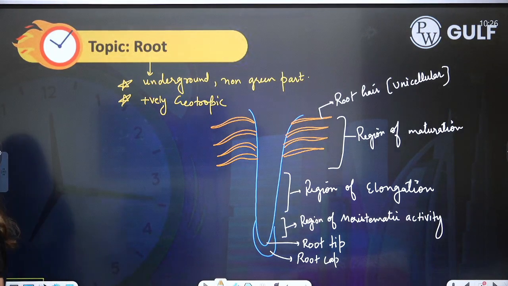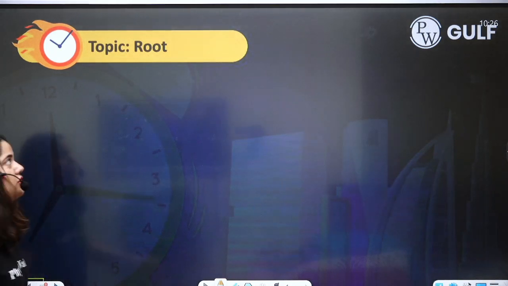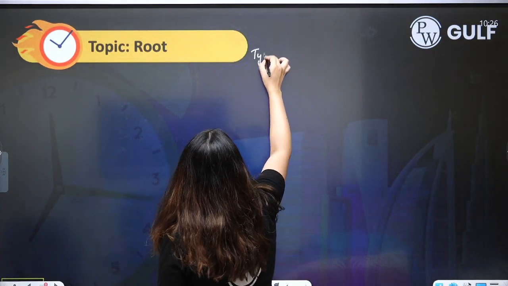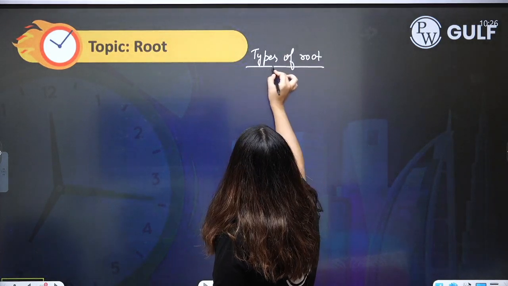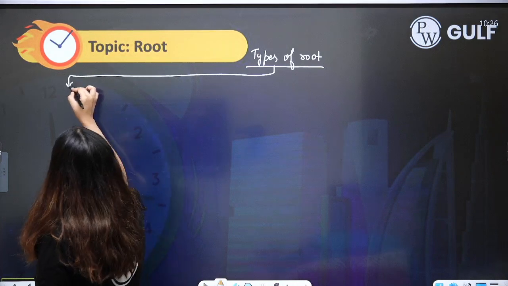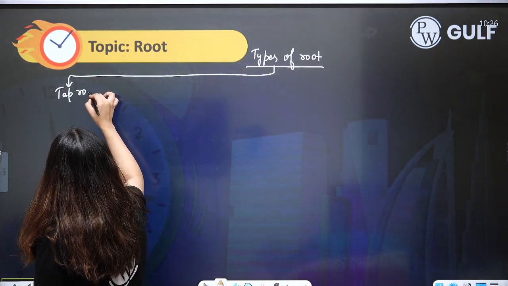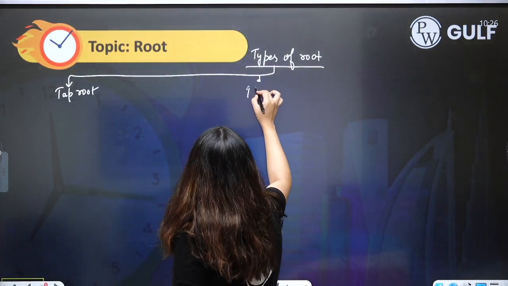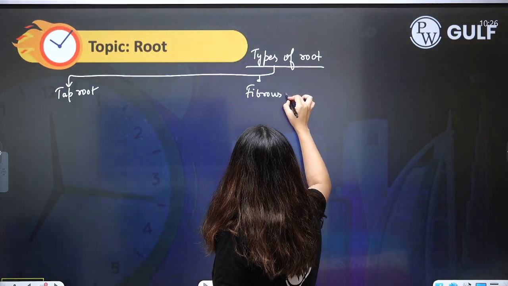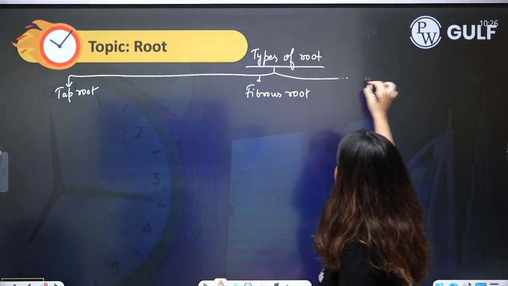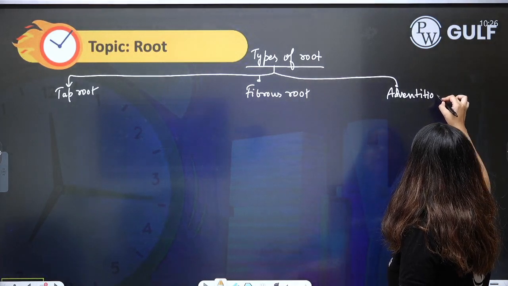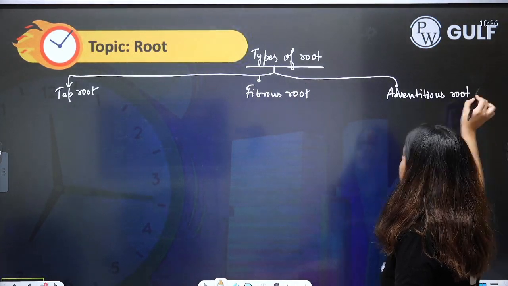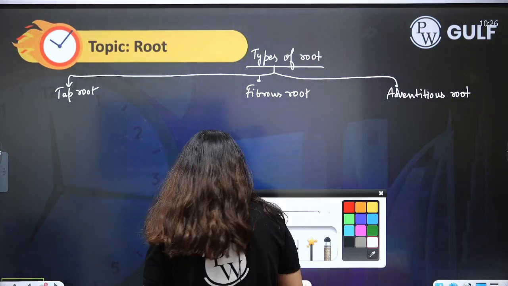So now I'm going to tell you the types of root. Beta, there are three types of root that we are going to study. Types of root: taproot, fibrous root, and adventitious root. Taproot, fibrous root, and adventitious root.